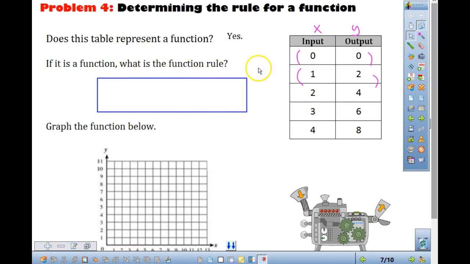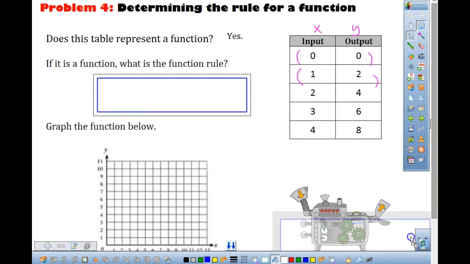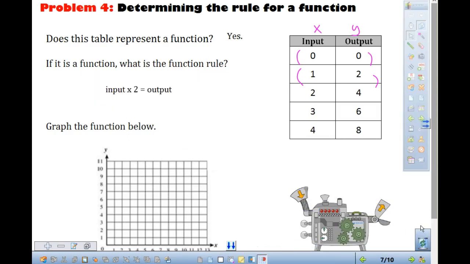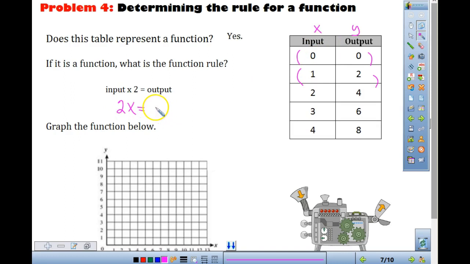If it's a function, what's our rule? So when we look at the rule, we want to be thinking of it this way, okay? When we think about our rule, we could take the input times 2. Now, if we think of our input as x, we might say 2x is equal to our output y. For each value that I take here for my input, x, I take it times 2.